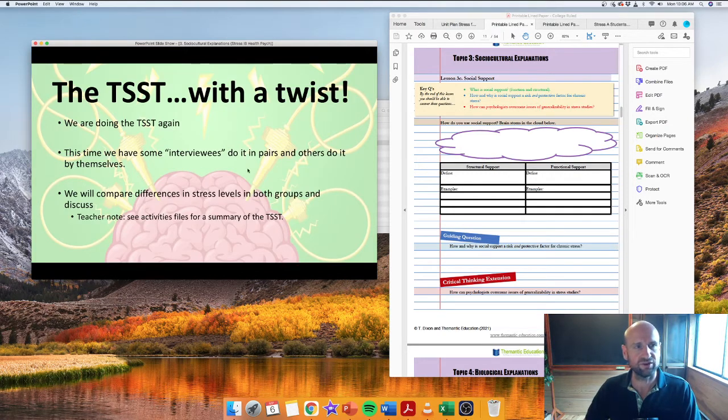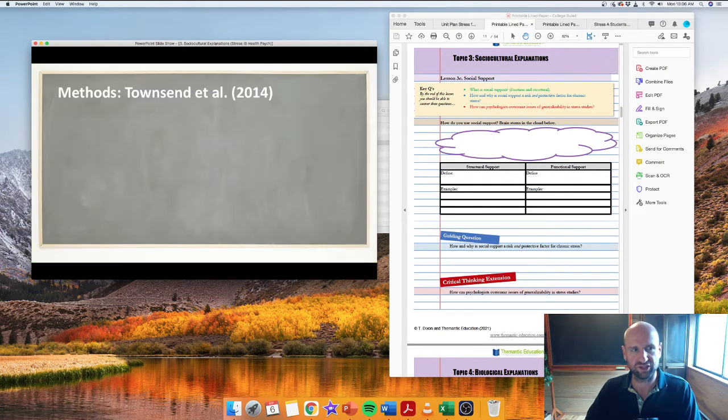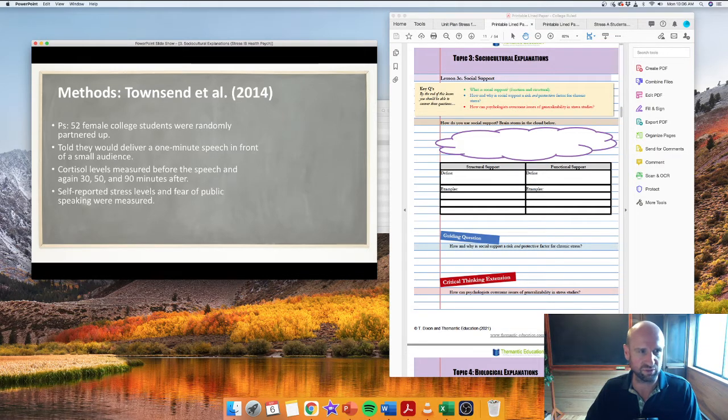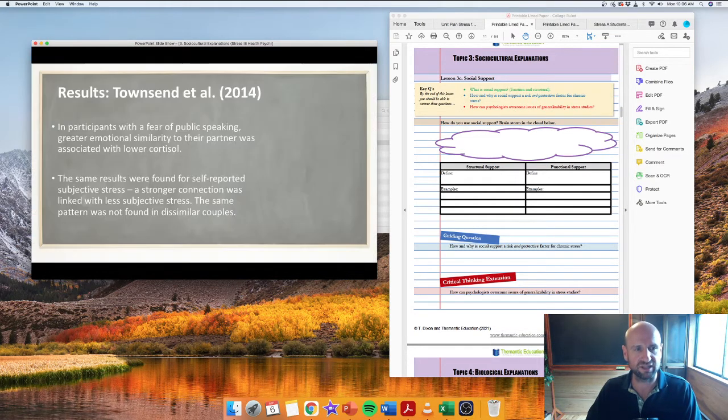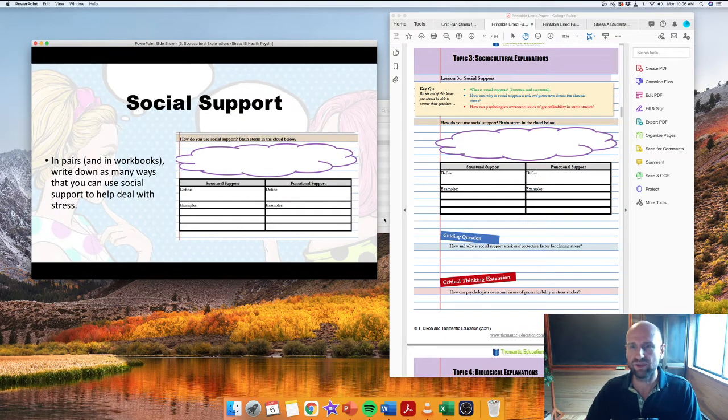All right, now this one, you can do the Trier social stress test, but you're going to do it in pairs. And you can compare people doing it by themselves and someone doing it with a partner and just see how their stress response changes. You're not going to replicate the whole of Townsend study because that would require doing an emotional response type questionnaire and then matching people based on that and doing correlations. It's a little bit more confusing. But this is a good study that shows how doing something stressful with someone you feel a connection with can reduce stress.